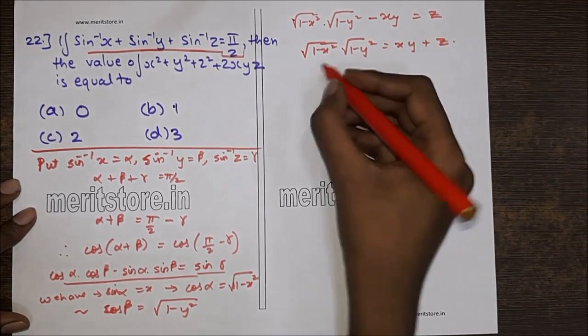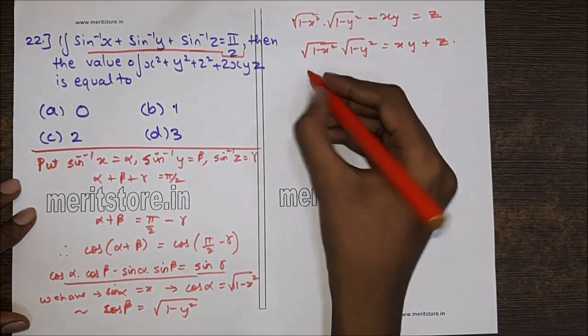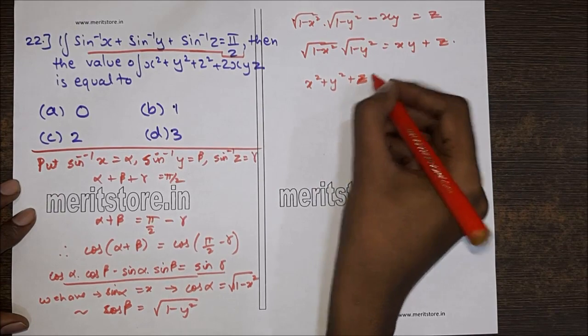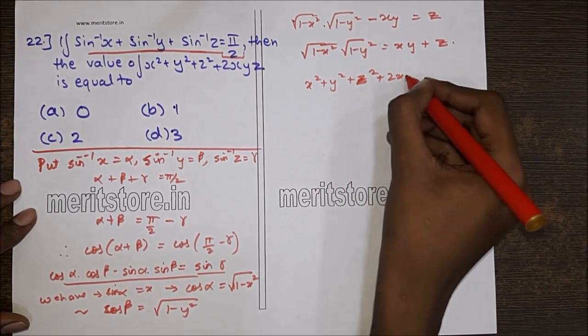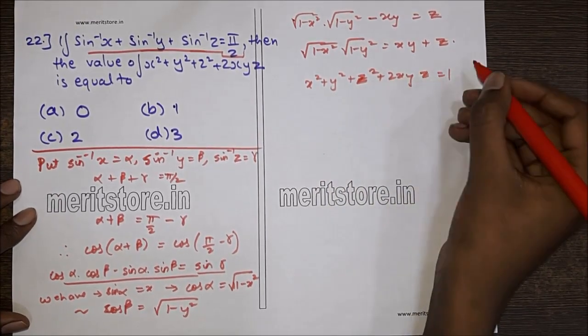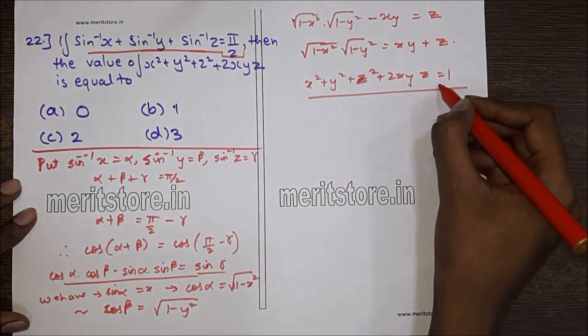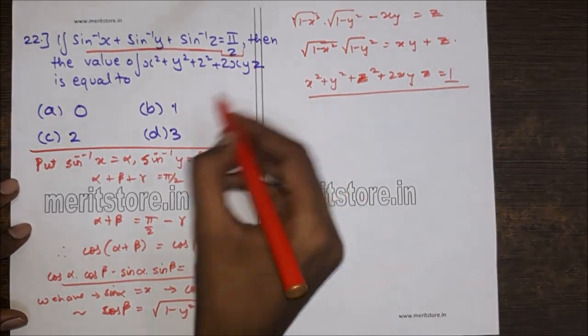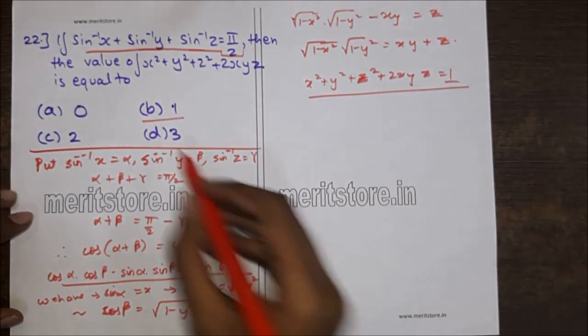So squaring both sides, we get x square plus y square plus z square plus 2xyz is equal to 1. So the value of x square plus y square plus z square plus 2xyz is 1, that is option B.